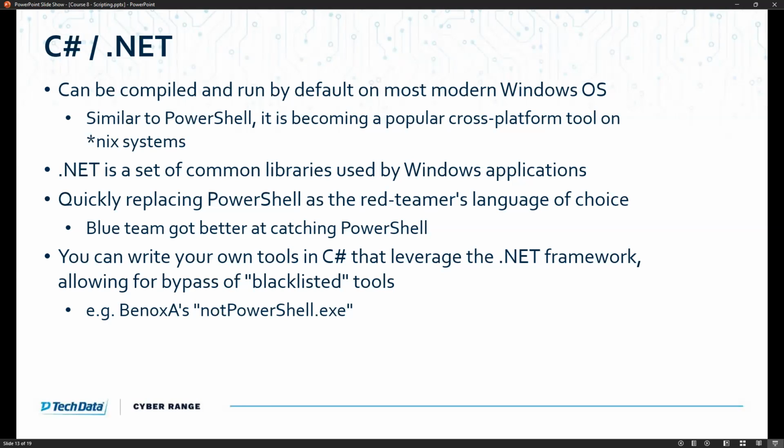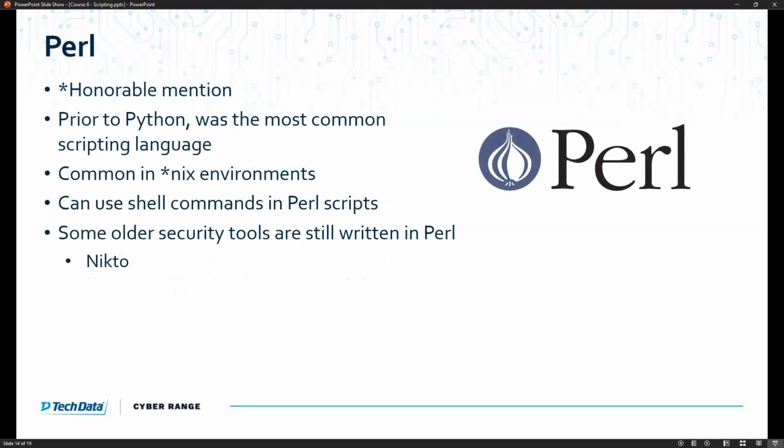This is because PowerShell, from a defender's perspective, has become part of a blacklisted tool set. And this is basically just because red teamers started to choose and leverage PowerShell, so the blue team started to catch PowerShell and say, hey, let's add that to a deny list.